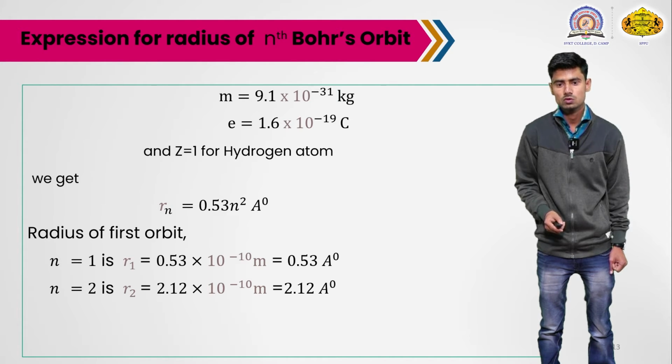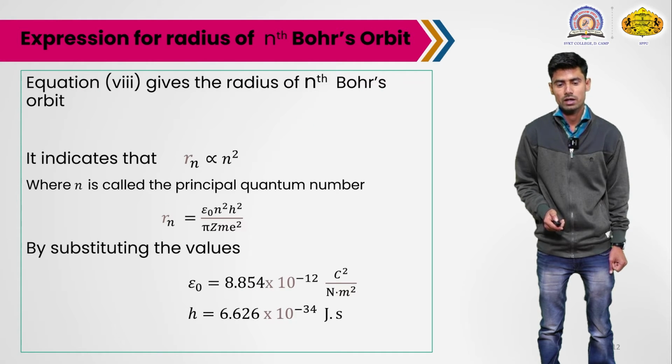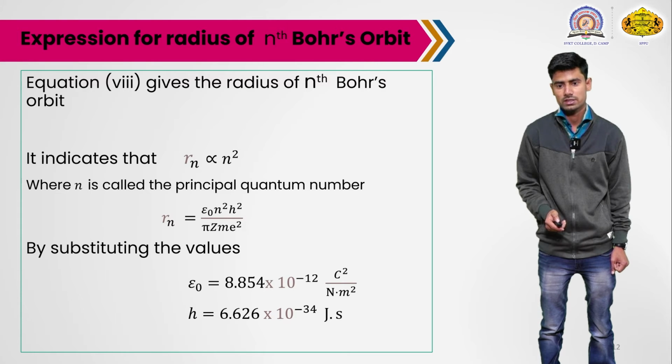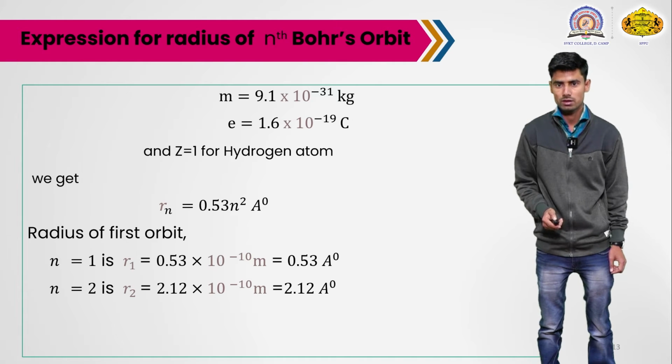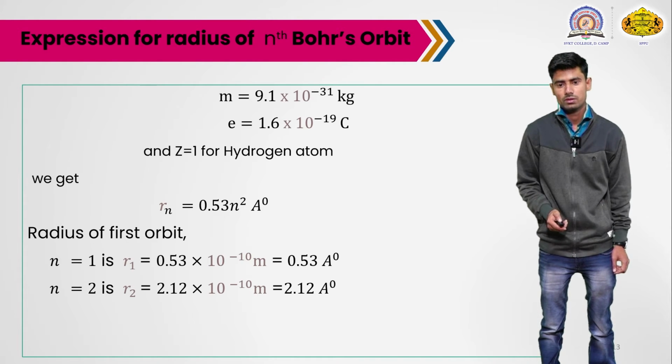So if I substitute those values of all the constants in the expression Rn equals epsilon 0 n square h square upon pi Z m e square, I will find that the radius of the nth Bohr orbit is 0.53 times n square angstrom unit, that is 0.53 n square into 10 raised to minus 10 meter. So from this expression I can directly find the radius of the nth Bohr orbit numerically.